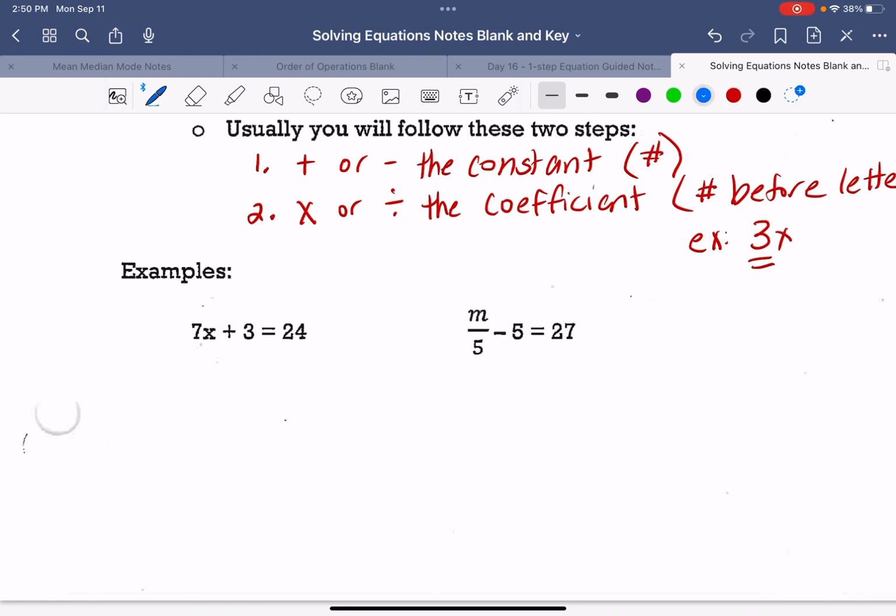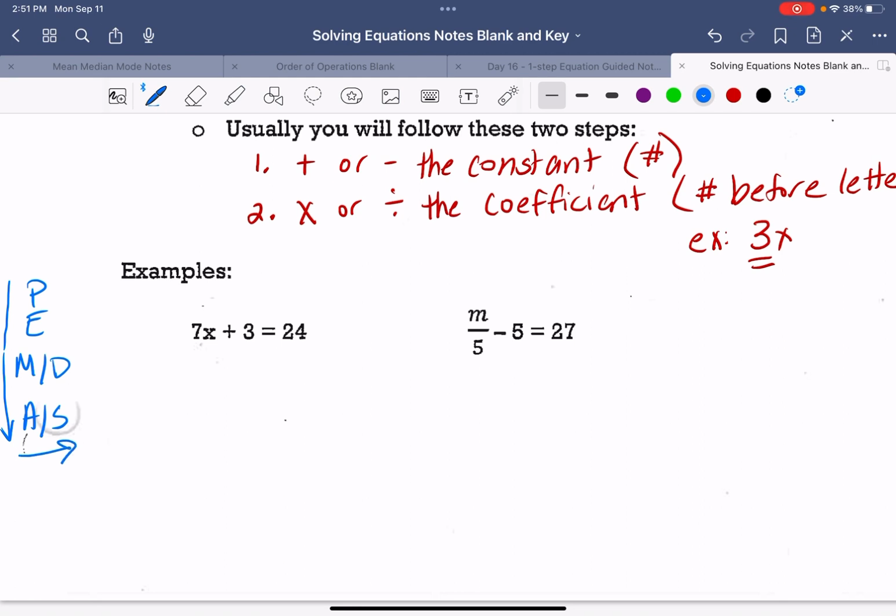So you guys remember PEMDAS, right? I'm just going to talk you through this really quick. You're going to see me use it in class a lot. When you know all of the numbers, and there's no variable, you work from top down. You start with parentheses and exponents, multiplication, division, and then addition, subtraction, working left to right.